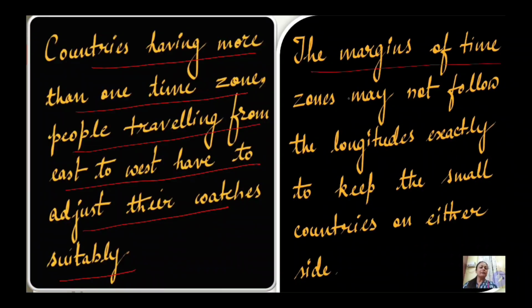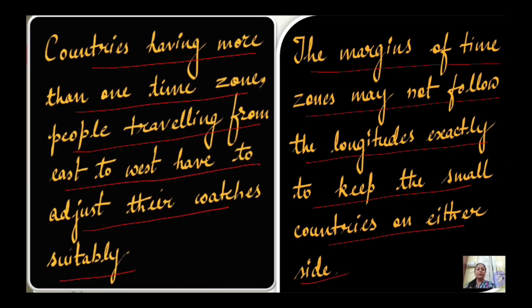The margins of time zones may not follow the longitudes exactly, to keep small countries on either side. Students, I have shown you how the lines are not straight at certain time zones. They are not divided exactly with the help of longitudes, because a small portion of a small country can lie on the other side and it can create confusion. So to keep them as one part, the lines are a little bit curved so that the confusion can be reduced.